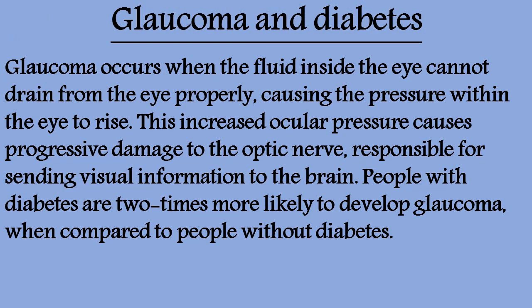Glaucoma and diabetes. Glaucoma occurs when the fluid inside the eye cannot drain from the eye properly, causing the pressure within the eye to rise. This increased ocular pressure causes progressive damage to the optic nerve, responsible for sending visual information to the brain. People with diabetes are 2 times more likely to develop glaucoma, when compared to people without diabetes.